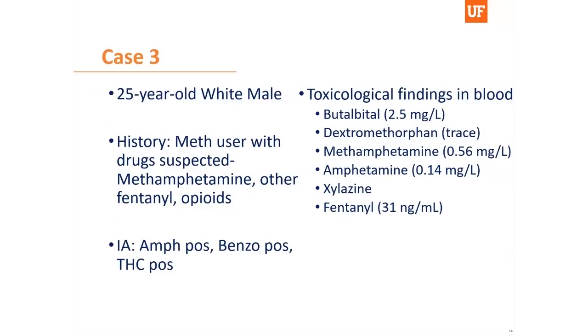Case 3 involved a 25-year-old white male who was a meth user. The medical examiner indicated drugs suspected including methamphetamine, fentanyl, and opioids. The immunoassay results were positive for amphetamine, benzodiazepines, and THC. Our comprehensive testing resulted in 2.5 milligrams per liter of butalbital, trace amounts of dextromethorphan, 0.56 milligrams per liter of methamphetamine, 0.14 milligrams per liter of amphetamine, xylazine was present, and 31 nanograms per milliliter of fentanyl.